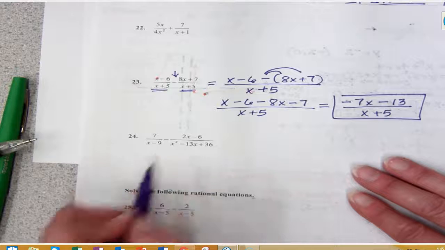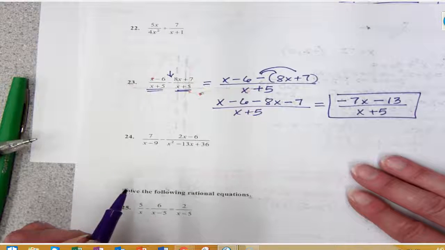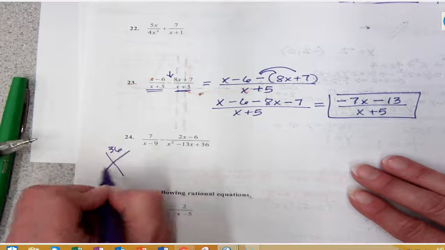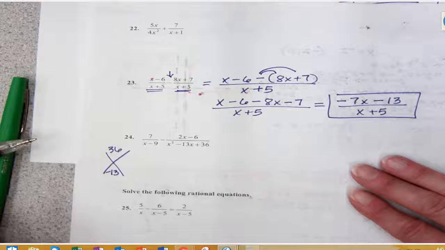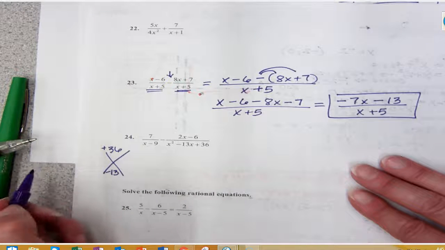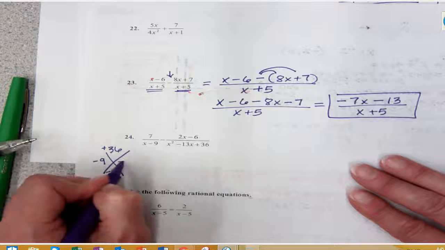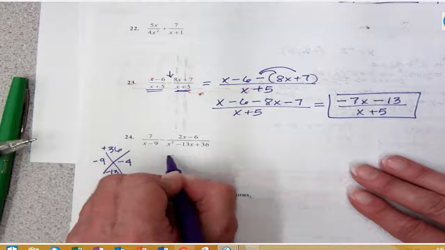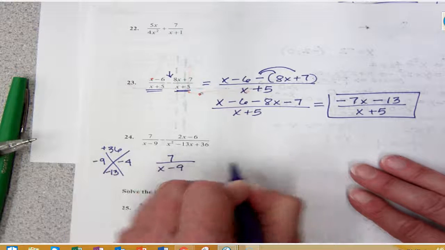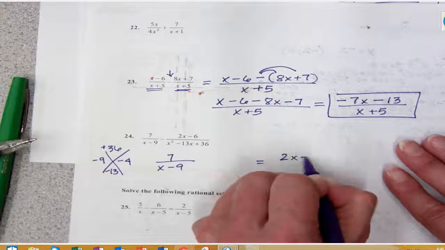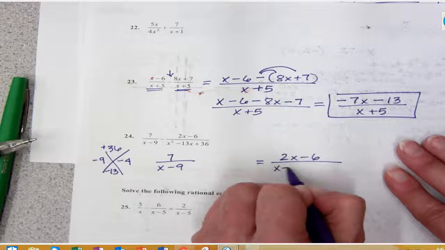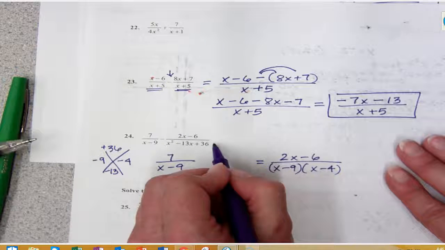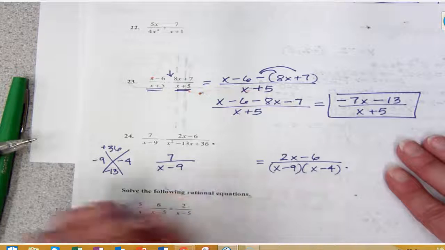This one you do not have a common denominator. So you're going to have to factor this out and say what two numbers multiply to give me 36 and add to give me negative 13. This is positive. And I'm going to tell you it's negative 9 and negative 4. So you're going to be left with 7 over x minus 9 equals 2x minus 6 over x minus 9, x minus 4. So I've factored this into this.